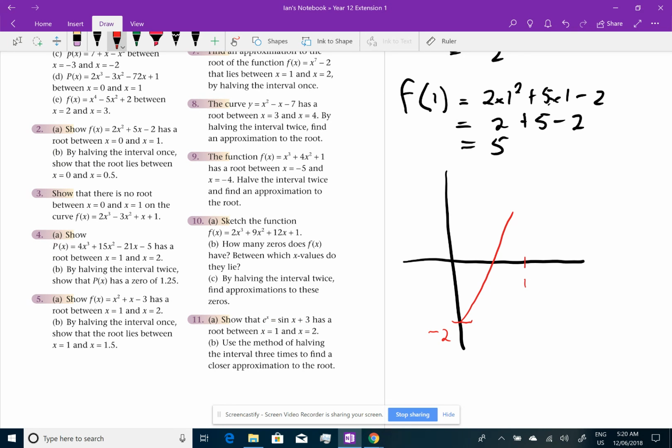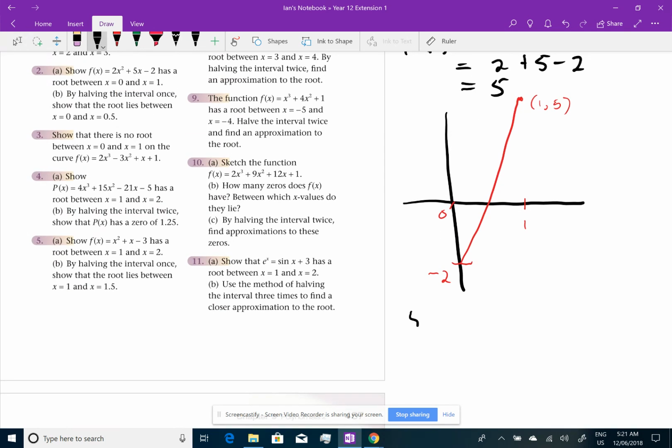I know that at that point, that's (1, 5), and this is (0, -2). So I think the root would be closer to 0, right? Because here's 0, I reckon it's going to pass closer. But you really can't make that assumption with some of the other functions that we may have.